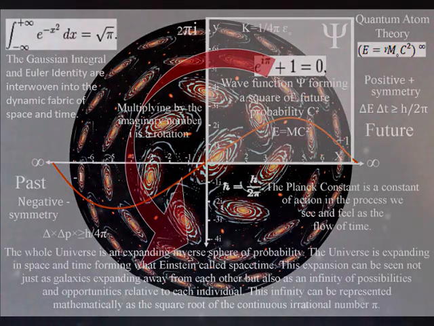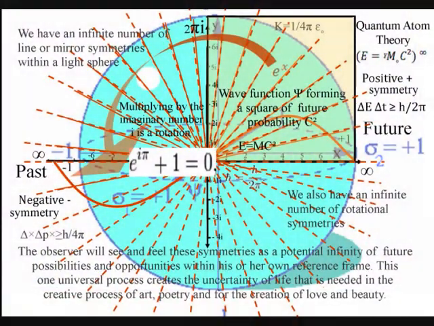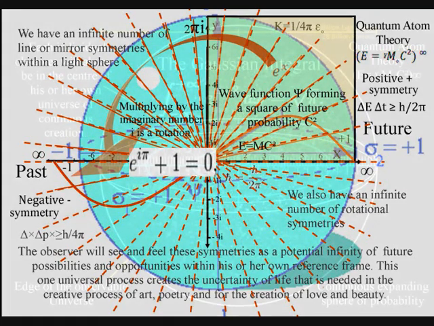The universe is expanding in space and time, forming what Einstein called space-time. In this theory, this expansion can be seen not just as galaxies expanding away from each other, but also as future possibilities and opportunities relative to each individual. An observer can never get to the edge of the universe because he is creating its own space-time relative to its energy. It makes no difference what galaxy you observe from, because time and space are interlinked. The greater the time dilation, the greater the length contraction of space.